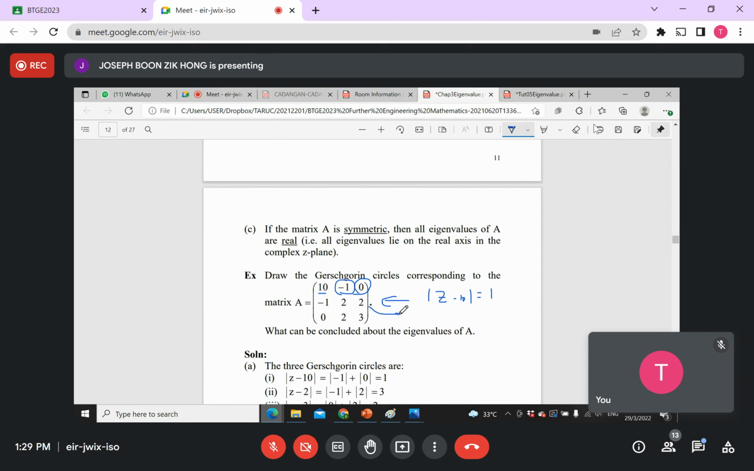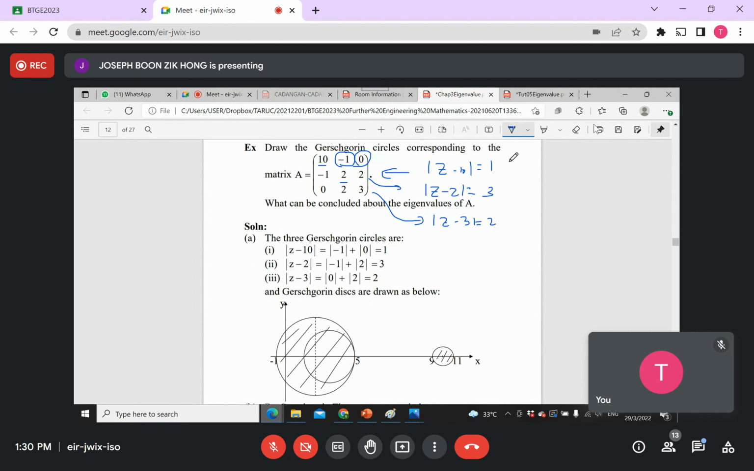The second circle is what? The second circle is z minus the diagonal, z minus 2, equal to 1 plus 2, so 3. And the third one is z minus 3 equal to 2. So how are you going to draw these three circles? The center of the first is at 10, and the radius is 1. So 10 minus 1 is 9, 10 plus 1 is 11. For the second, the center is at 2.